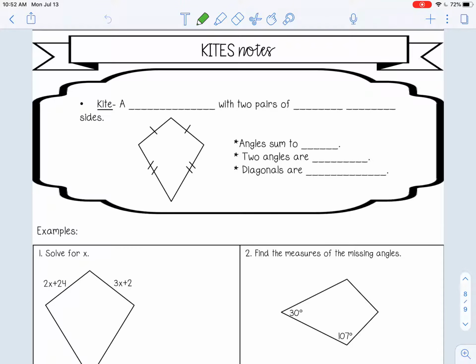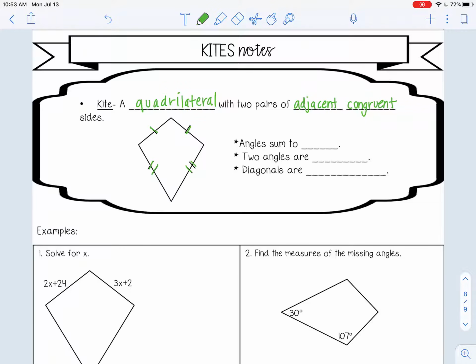Welcome to this lesson on kites. Remember, a kite is a quadrilateral with two pairs of adjacent congruent sides. And remember, adjacent just means next to. So the top two sides, they're next to each other and they are congruent. And then the bottom two sides are also congruent to each other.